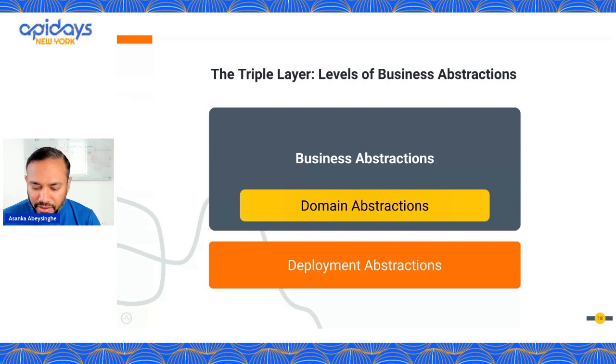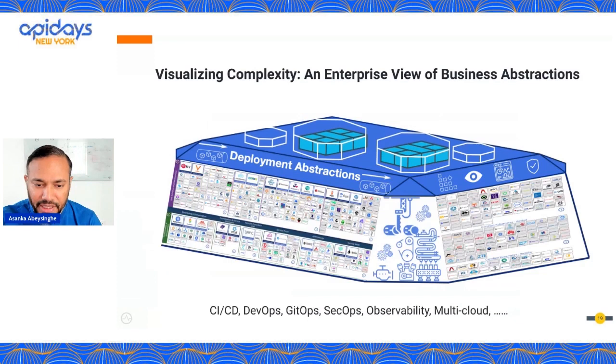So let's take one of these layers individually and take a look at it in detail. So deployment abstractions look like this. If you look at it, it's very complicated. So I took some of the examples from the CNCF landscape as well as the AWS landscape.